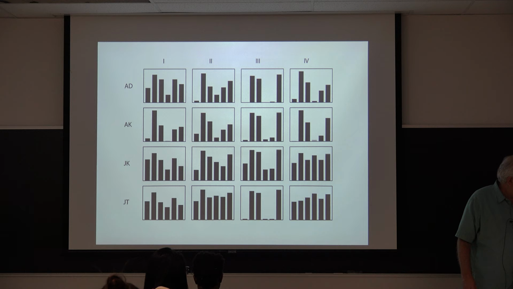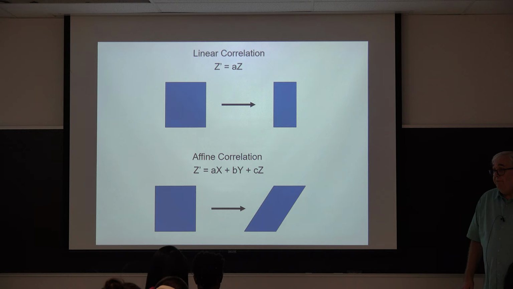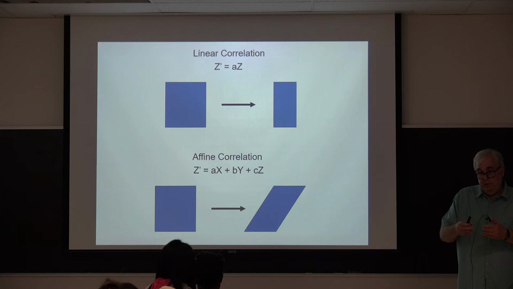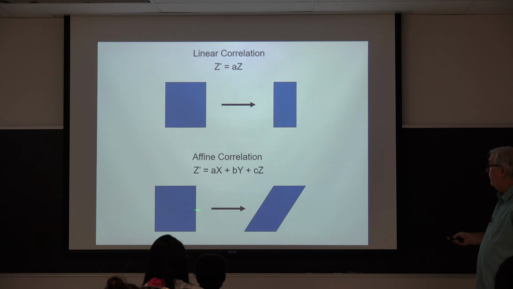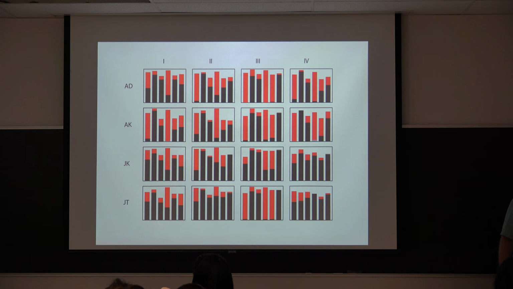And so what we ended up doing was, in the first analysis, we did a linear correlation. What that gives you is the shape up to a depth scaling. But you can also do something that looks like this. It's called an affine correlation, which gives you both a depth scaling, that's the C parameter, and a shear. A shear transformation looks like that. And lo and behold, when you do that, all of a sudden, all those correlations jump up near one.